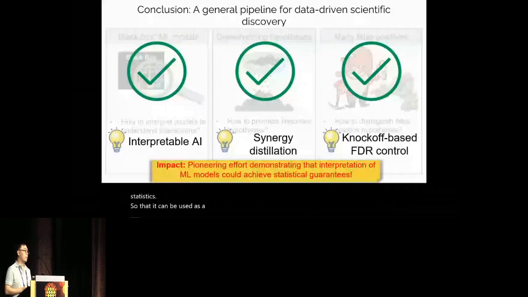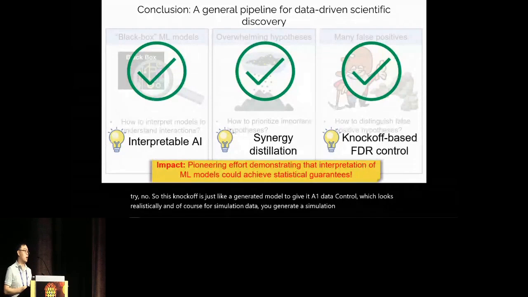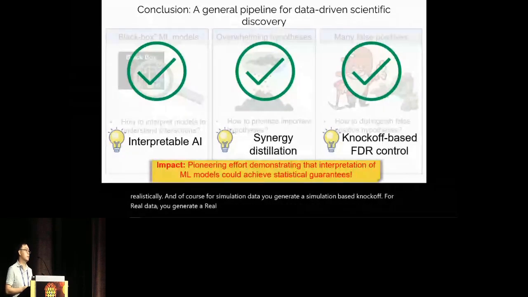So these are simulated data, or? No, this knockoff is just like a generative model. Given one data set, you generate another data set as a control, which looks realistic. Of course, for simulation data, you generate simulation-based knockoffs. For real data, you generate real-data-specific knockoffs. Thank you.